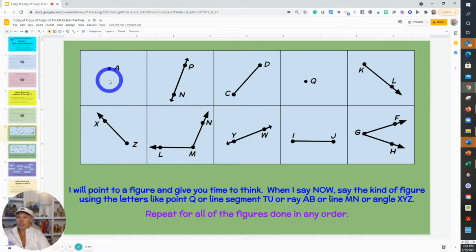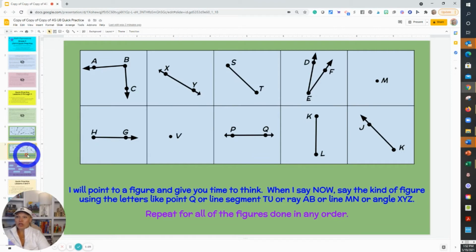Okay, so if I point here, I'd say class, and they would say point A. Class, angle FGH. Another way to name it, class, HGF. Class, line YW. Class, ray XZ. Okay, so you point to the different squares, and then students would identify and name what they see there. So you have the same thing.